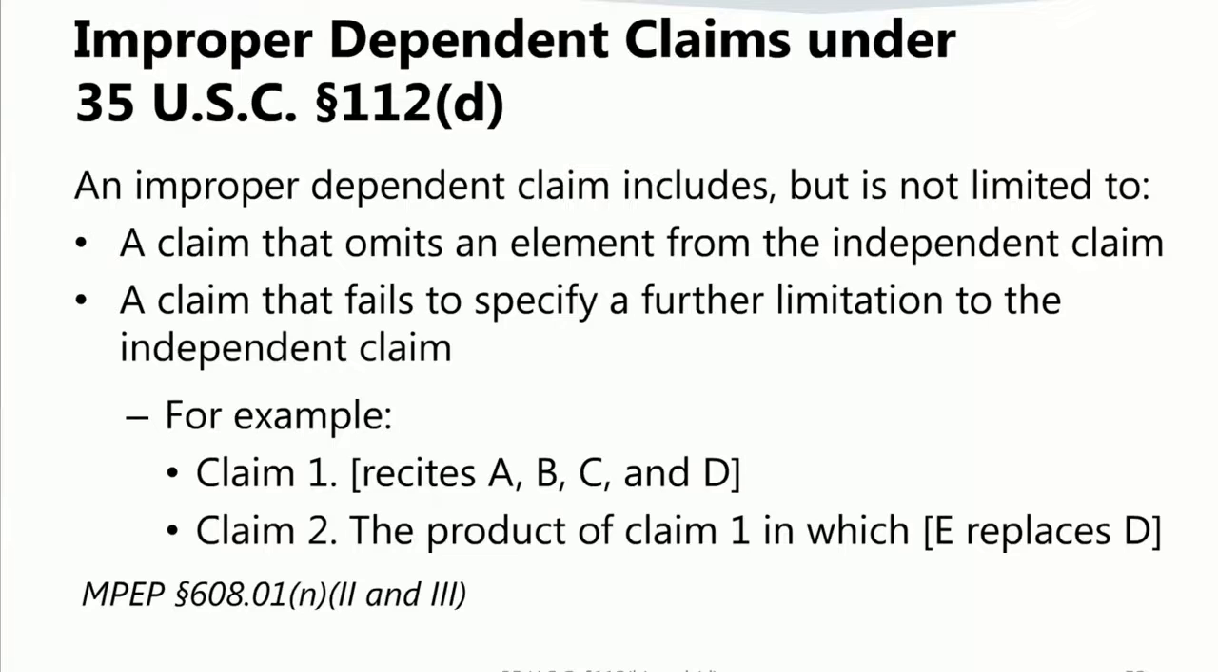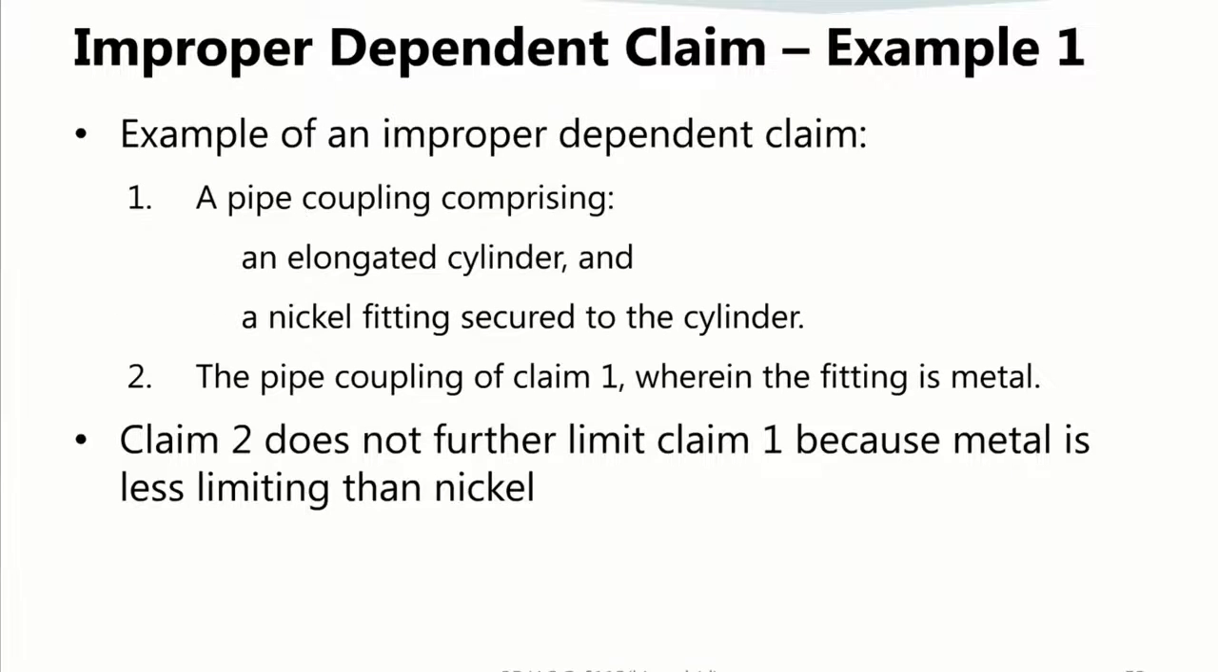For example, if Claim 1 recites the combination of elements A, B, C, and D, a dependent claim reciting the structure of Claim 1 in which D was omitted or replaced by E would not be a proper dependent claim, even though it placed further limitations on the remaining elements or added other elements. This is an example of a dependent claim that does not meet the requirement of 112d because the dependent claim does not specify a further limitation of the subject matter claimed. The recitation of metal broadens the scope of Claim 1.